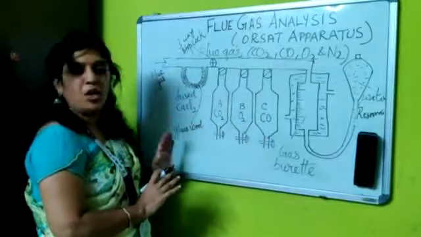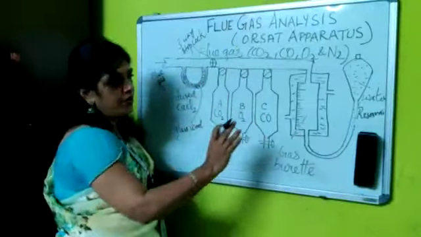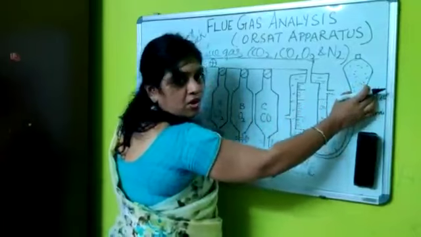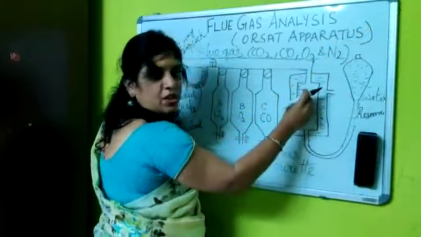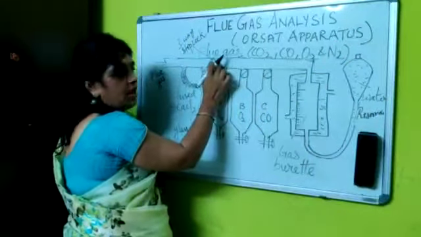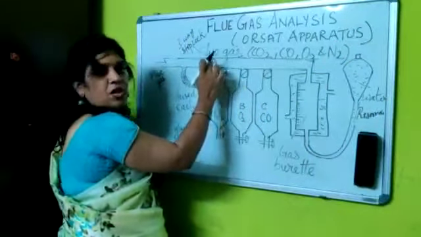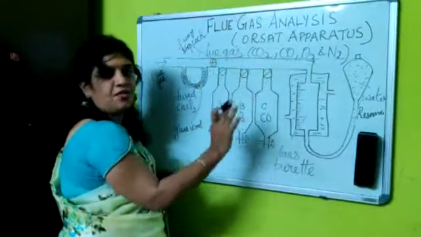Now I will explain the process. In this process, first, with the help of this water reservoir, when you raise the water reservoir, the water enters into the gas burette and comes up to this level, and this stopper is closed so that all the atmospheric air present will be removed. So this is the first step.